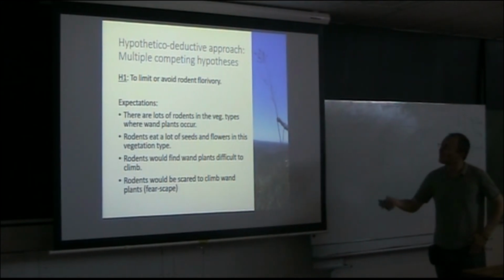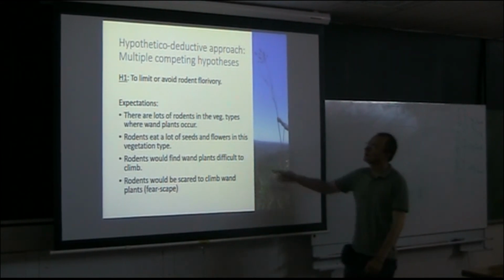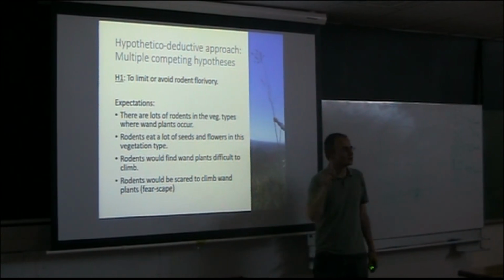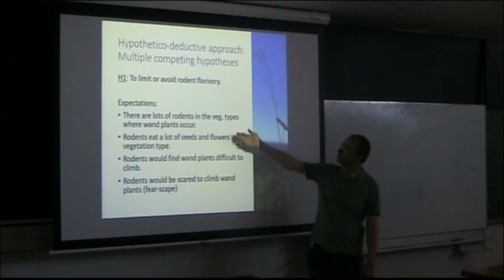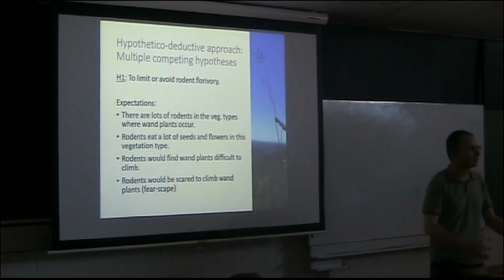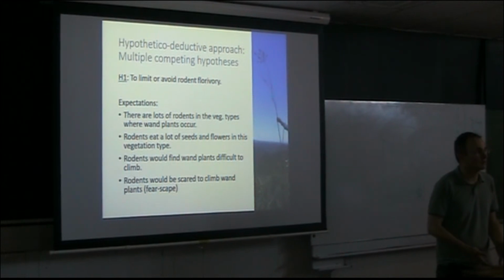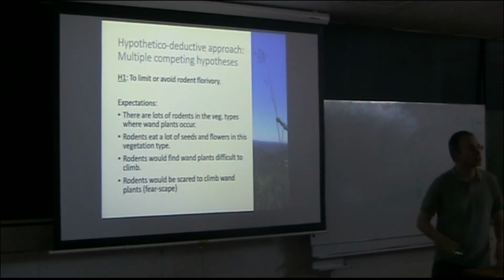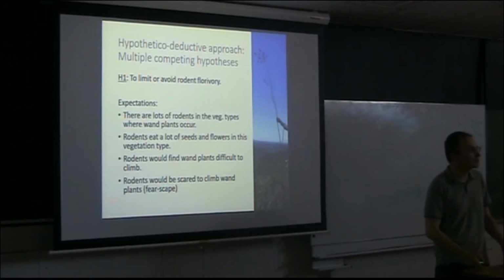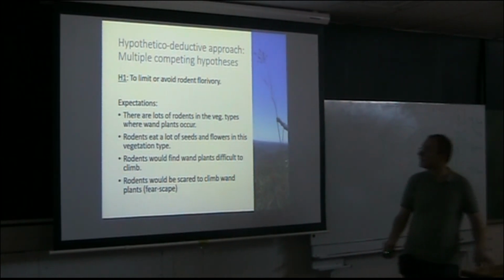So, to limit or avoid rodent florivory, there are some expectations and we can start spitballing. There should be lots of rodents. So we should go and check that there is literature that says that in certain types of fynbos, there are lots of rodents. But maybe we need to go and check in all the vegetation types that these plants have. There is actually a high density of rodents, enough to be able to drive this architecture.